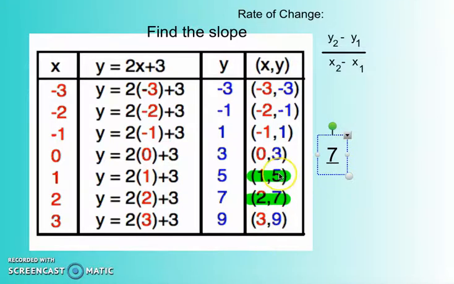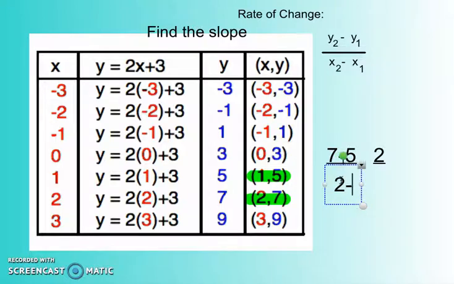So if we use these two ordered pairs and I subtract the y's, the y's are 7 and 5, and we're going to start off with 7 minus 5, and we get 2. And then how about the x's? Yep, 2 minus 1. Nice job. And 2 minus 1, we get 1. And if you notice, this is already in simplest form.